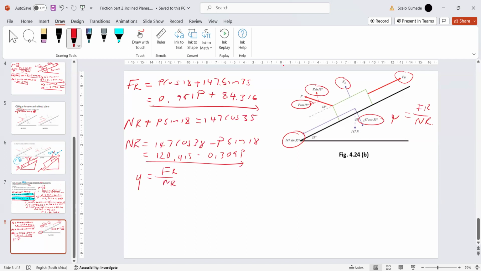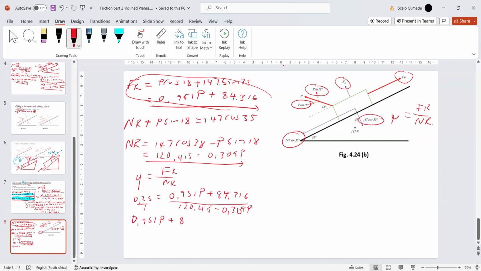FR over NR, which is 0.25 into, I hope I get this done fast. I don't have space. 0.951 P plus 84,316, which is this, FR, all over the normal reaction of 120,415 minus 0.309 P. Cross multiply. I get that it was 0.951 P. Because I'm multiplying it by 1, it won't change. 84,316 is equal to 0.25. This one will need some simplification.